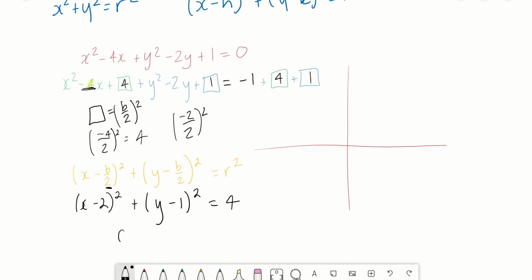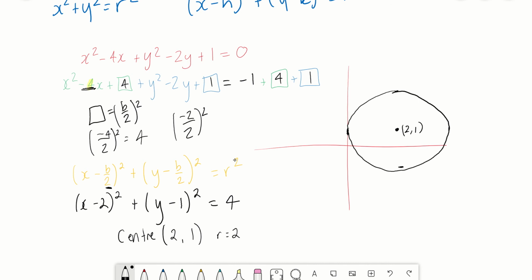Here's my circle. So here I have a center. What do I do? Take the opposite signs. 2, 1. Radius, 2. Let's draw it. 2 out, 1 up. It has a radius of 2, so it's going to hit the axis here, below. There's my rough circle. That's not a good circle at all. Now, when you draw your circle, I do prefer it if you put your radius of 2 on there as well.